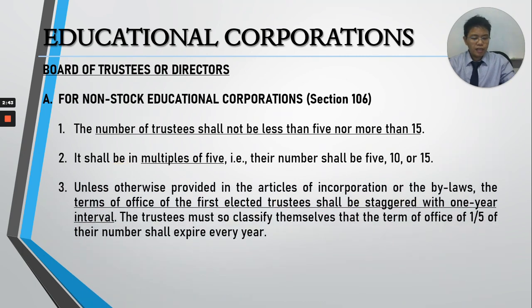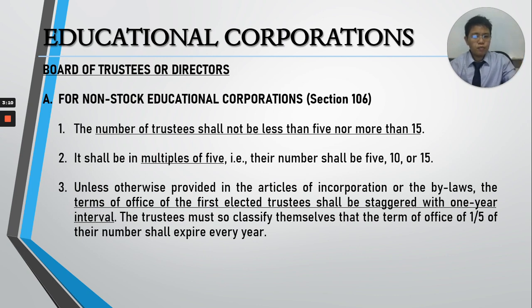Unless otherwise provided in the articles of incorporation or the bylaws, remember, the term of office of the first elected trustees shall be staggered with 1 year interval. So, kailangan yung first elected staggered with 1 year interval sila. Iba-iba sila ng term, yung first elected trustees. So, bawat isa sa kanila, iba yung term.